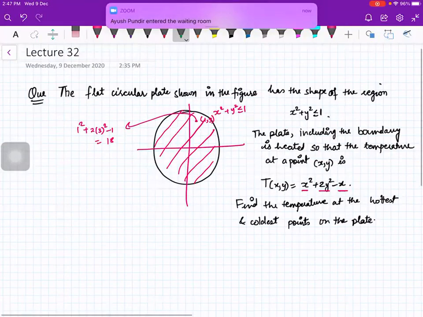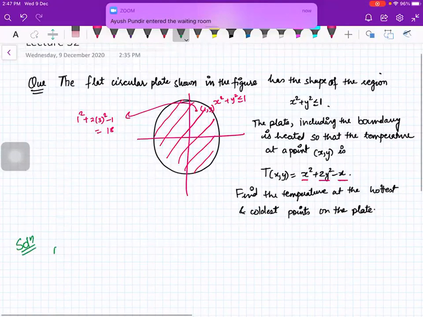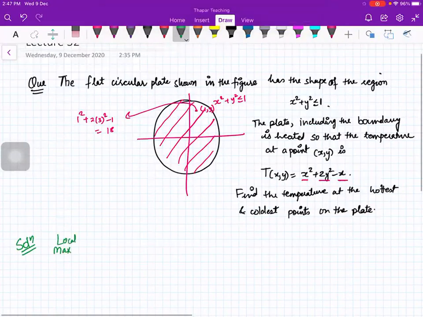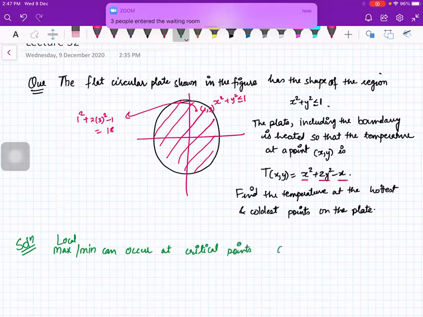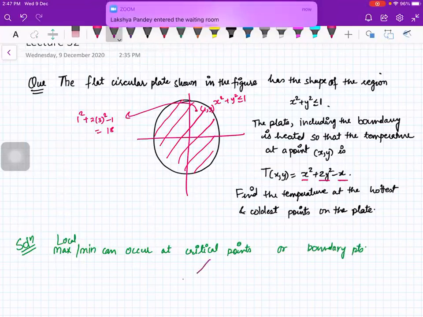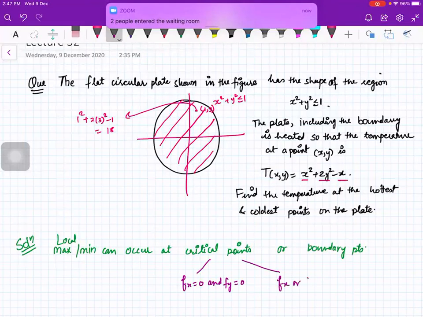So we know that local maxima and minima can occur at critical points or boundary points. Critical points are the points where fx is 0 and fy is 0, or the points where fx or fy or both don't exist. Is that clear to everybody?